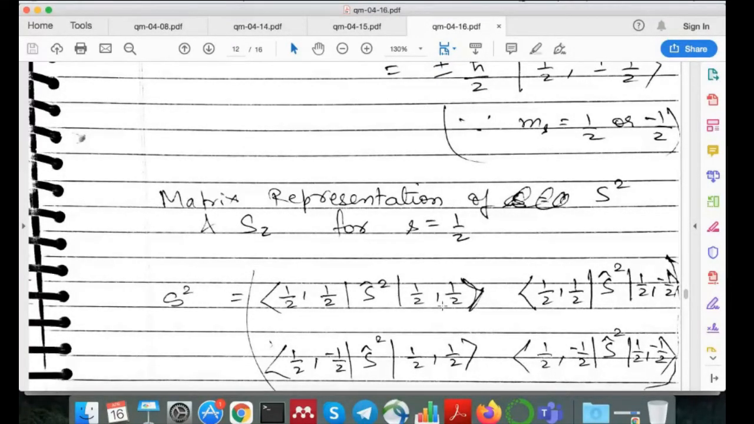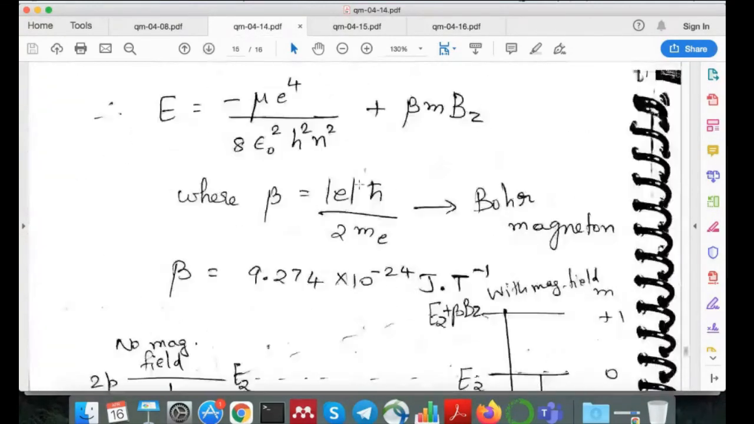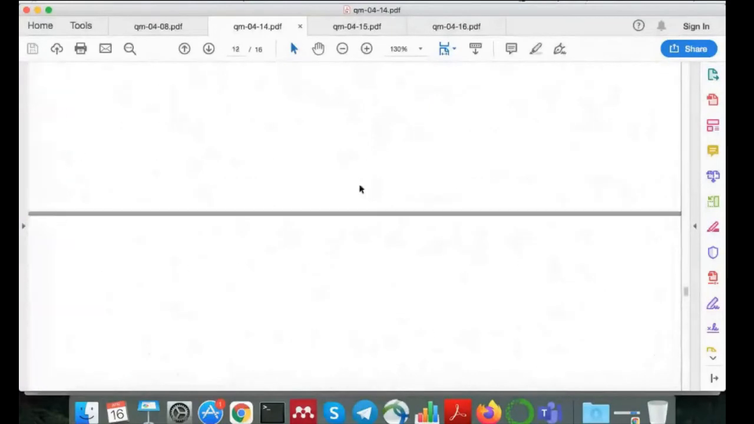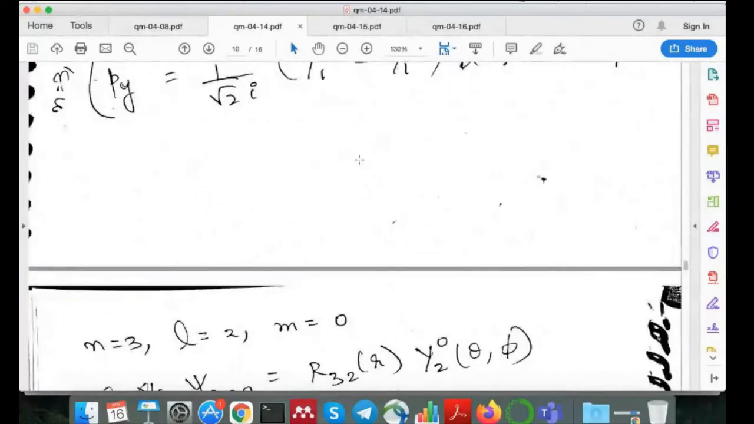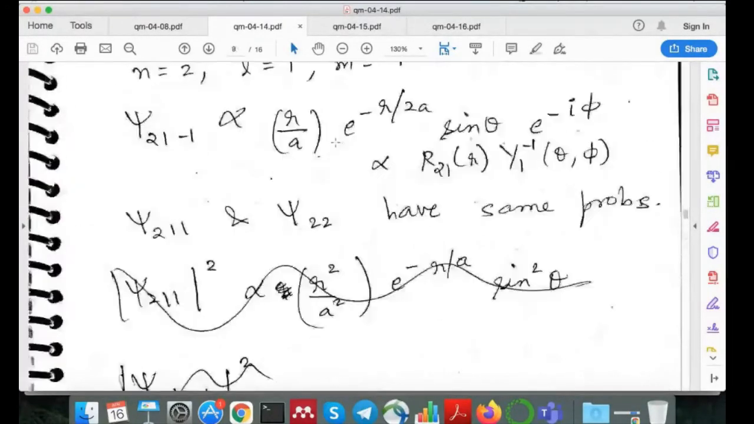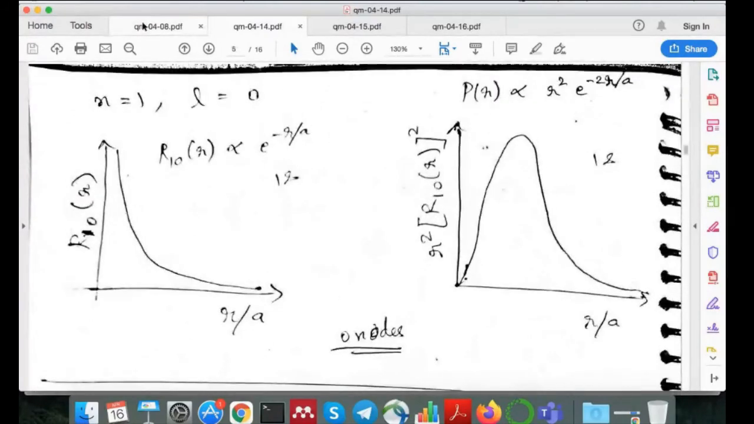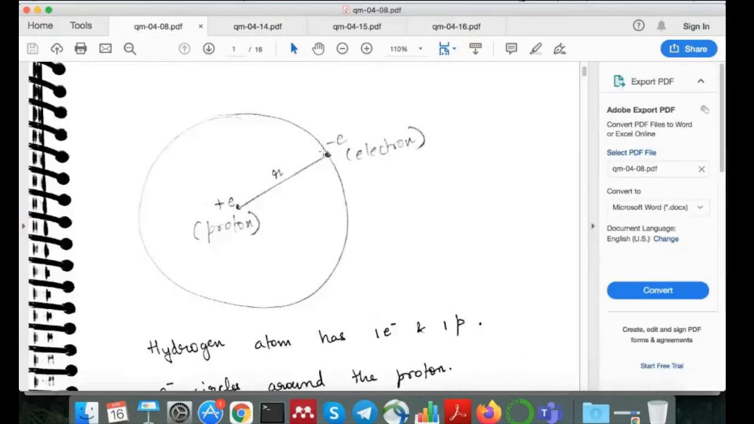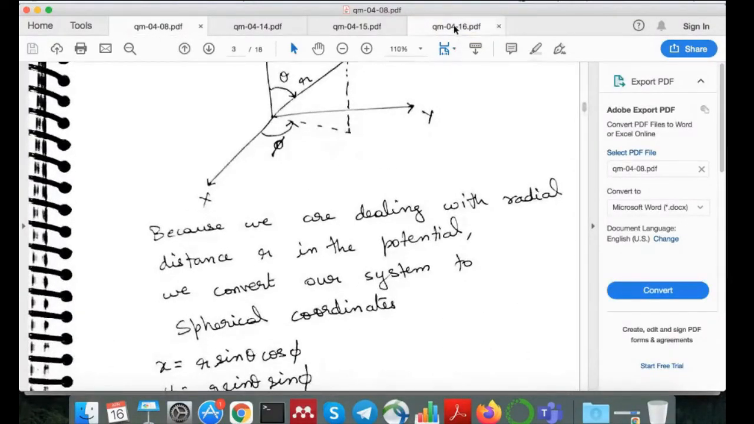Just like we did, I think we did this in one of the classes recently. Maybe, I don't remember. We did it in the harmonic oscillator case, probably. Yeah, I think that's where we did it.